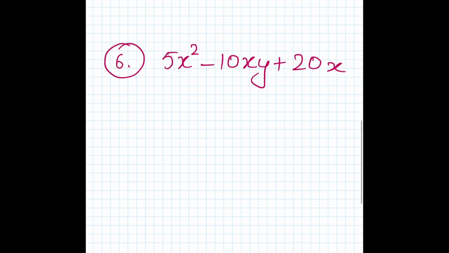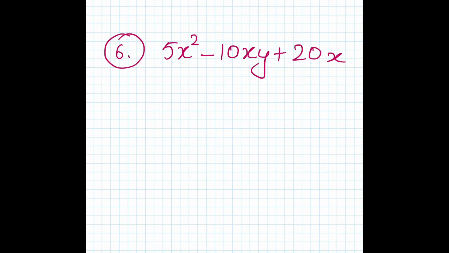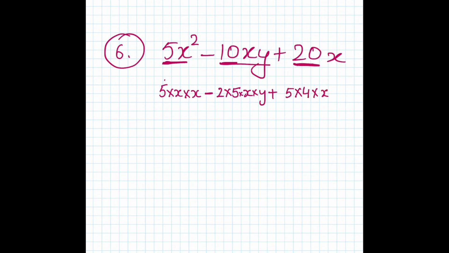Oh, there are 3 terms now. So in this question, we have 5, 10, and 20. So they can all be written in terms of 5. So the first one becomes 5 times x, because it is 5x squared. Minus, 10 can be written as 2 times 5 times x times y, plus 20 can be written as 5 times 4 is 20, times x is left. Okay, now let's see what we have common.